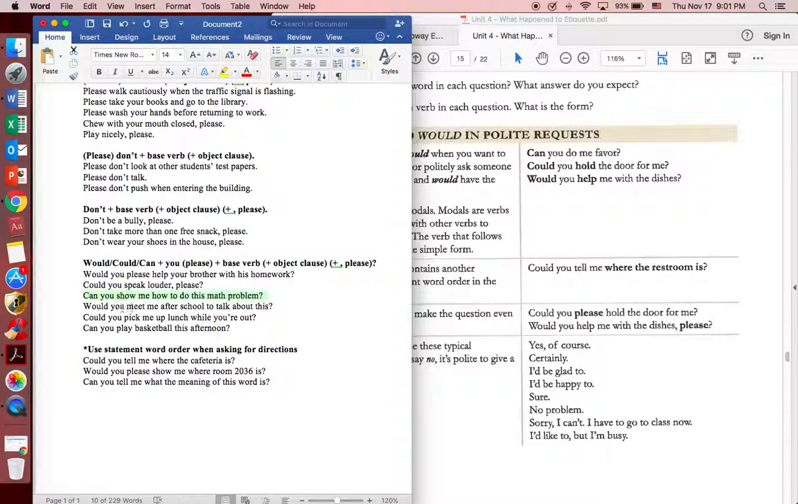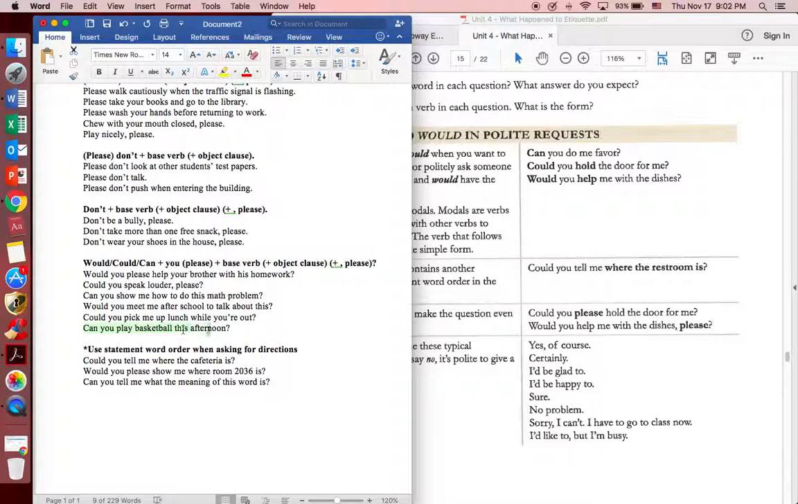Another example, would you meet me after school to talk about this? No please in this sentence, not necessary. It makes it slightly more polite, but these are all polite requests, whether they have please or not. Could you pick me up some lunch while you're out? Means the person is going out, and this person would like to know, please would you get me some lunch while you are out driving around?